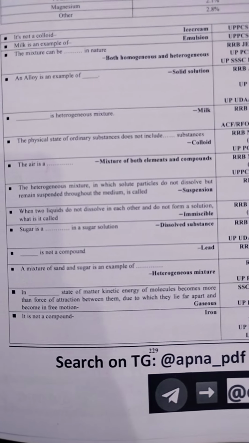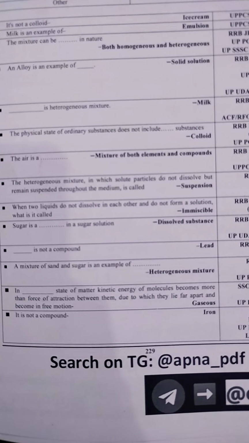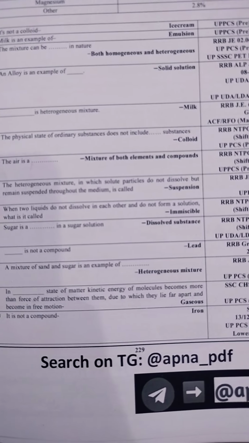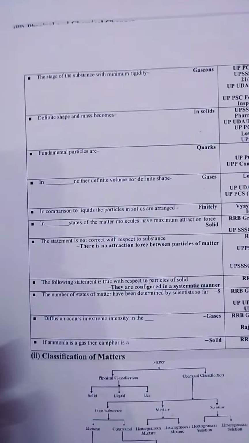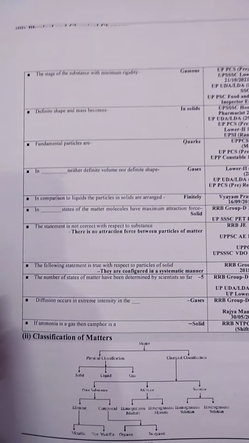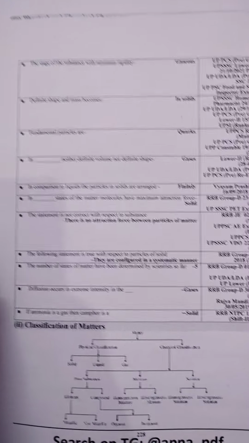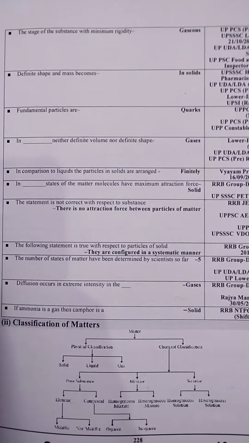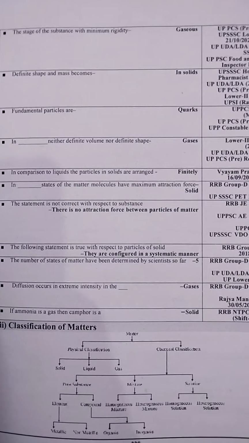In the gaseous state of matter, the kinetic energy of molecules becomes greater than the force of attraction, due to which they lie far apart and are in free motion. Not a compound: iron. The state of matter with minimum rigidity is gaseous. Definite shape and mass become solid. Fundamental particles are quarks. In gases, there is neither definite volume nor definite shape.